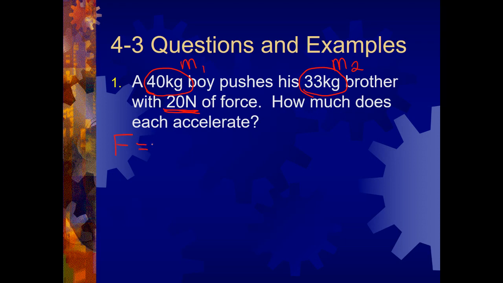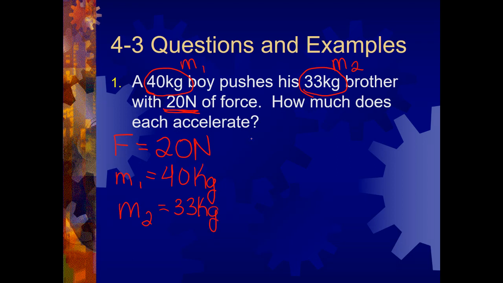So here's what we know. The force that each one receives is 20 newtons. One to the left, one to the right. M1 is 40 kilograms, and M2 is 33 kilograms.